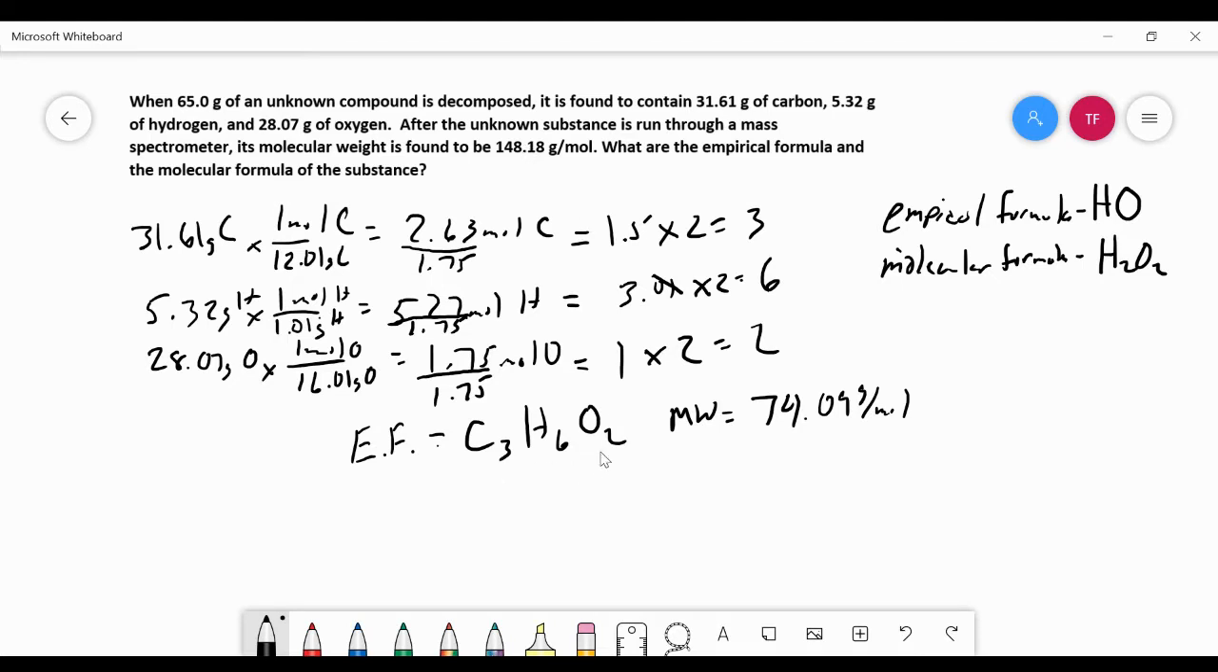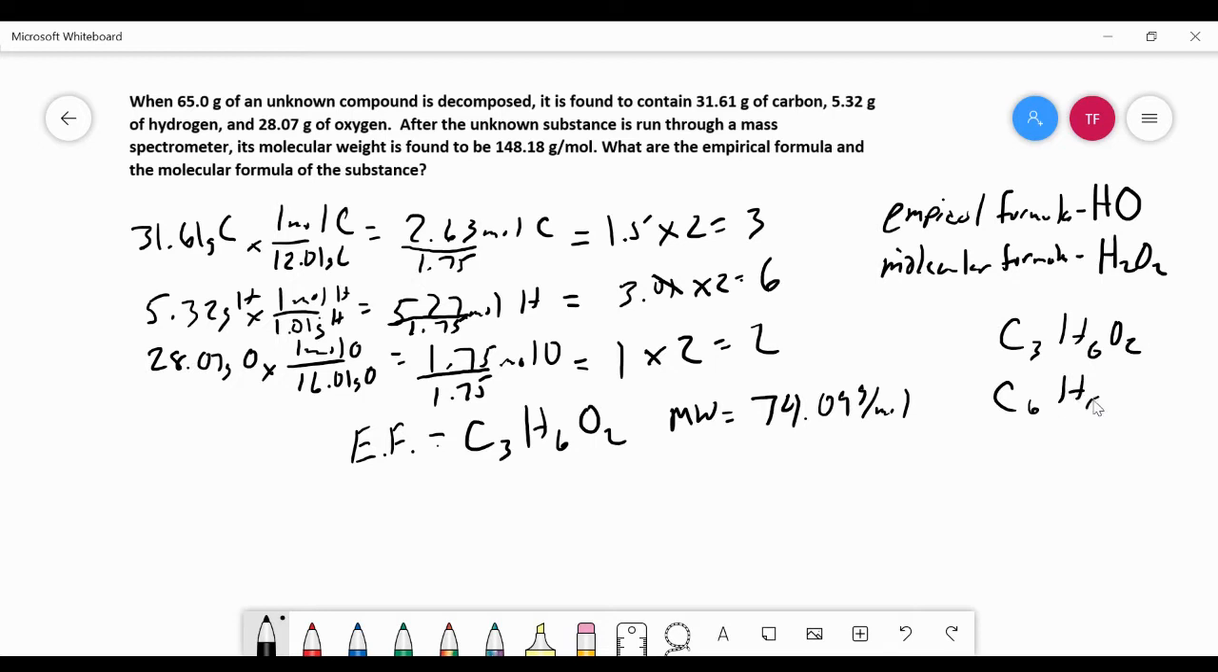So obviously 74.09 is not 148.18. So this empirical formula is not the actual numbers of atoms that are bonded together in the real compound, because the real compound adds up to 148.18. So what we want to figure out is how many of these empirical formulas are in the compound. So the compound could be C3H6O2, which we know it's not because the molecular weight is not correct. It could be some multiple of 3, 6, and 2.